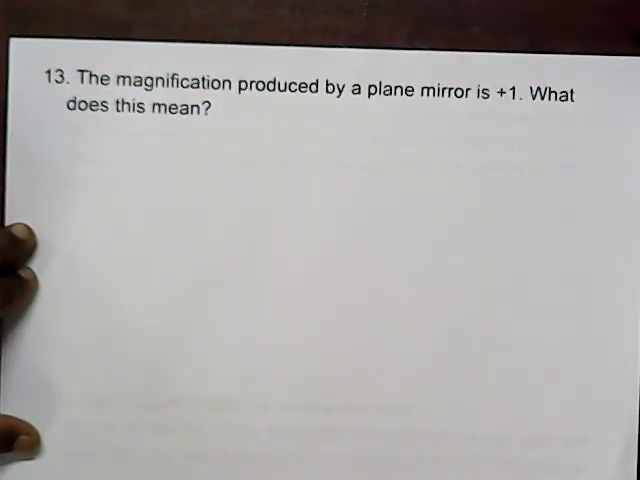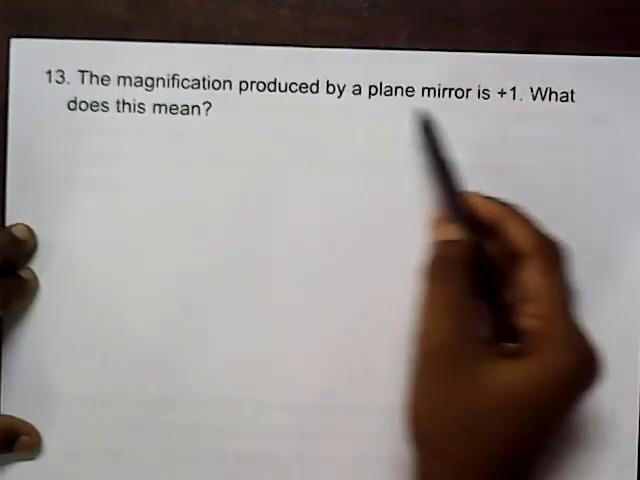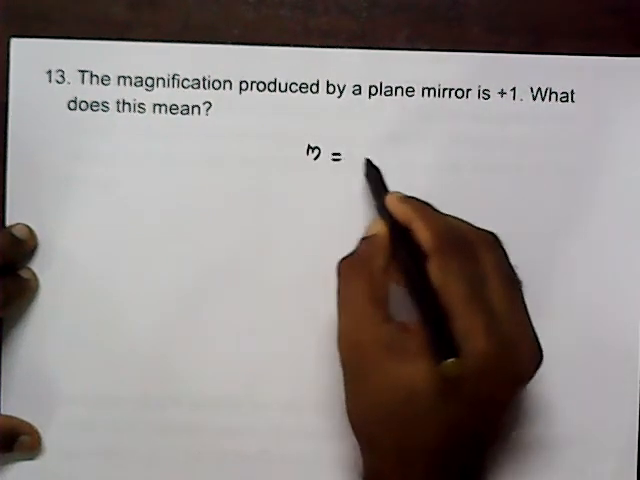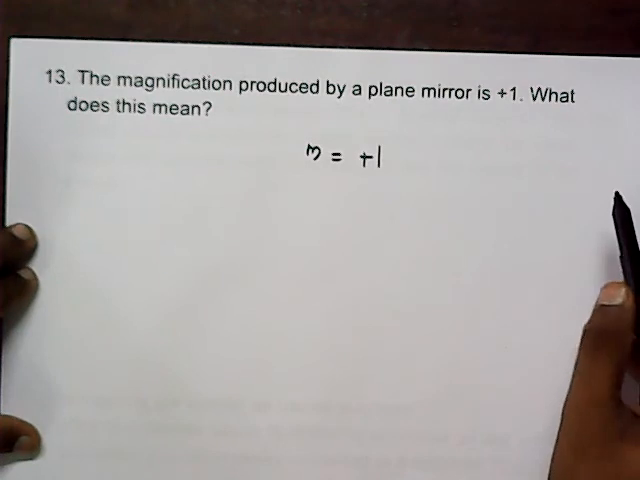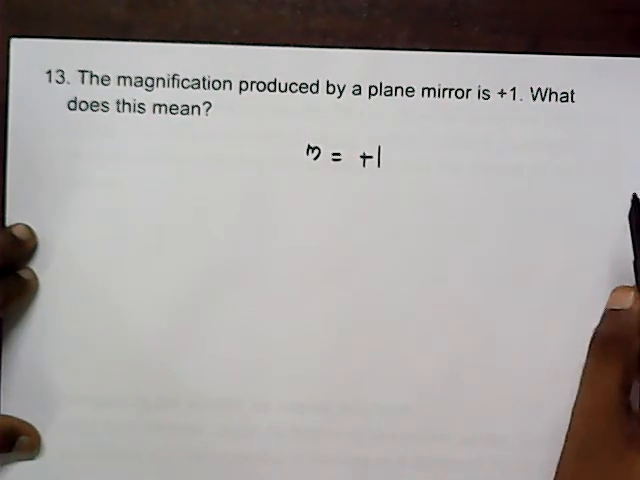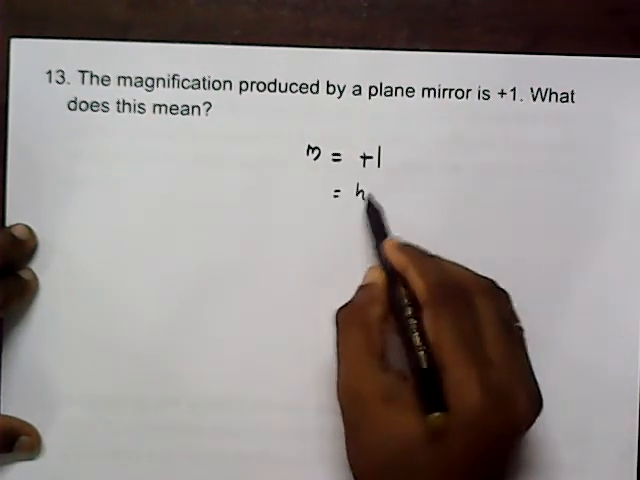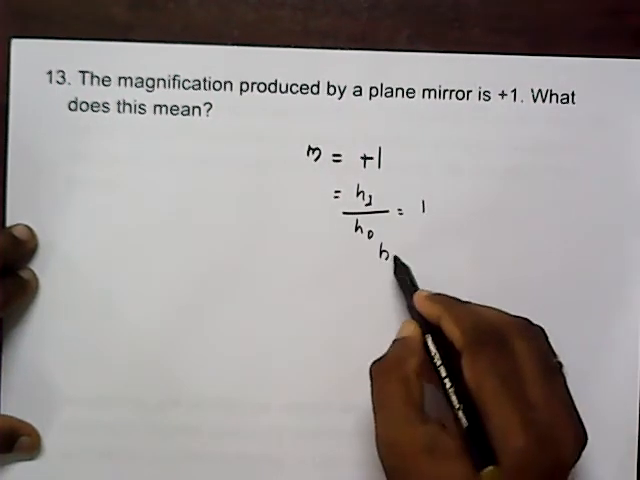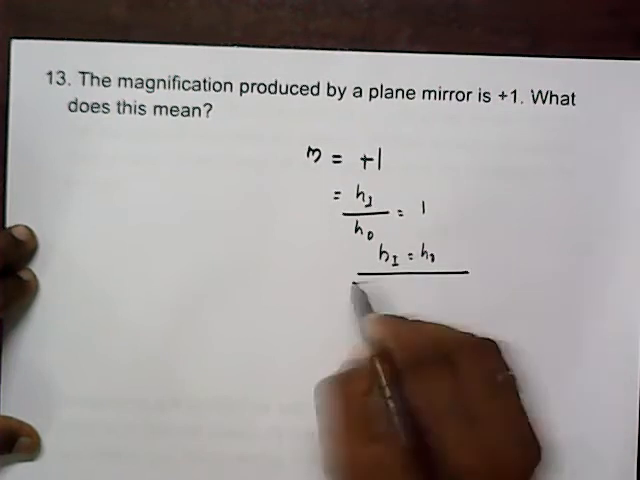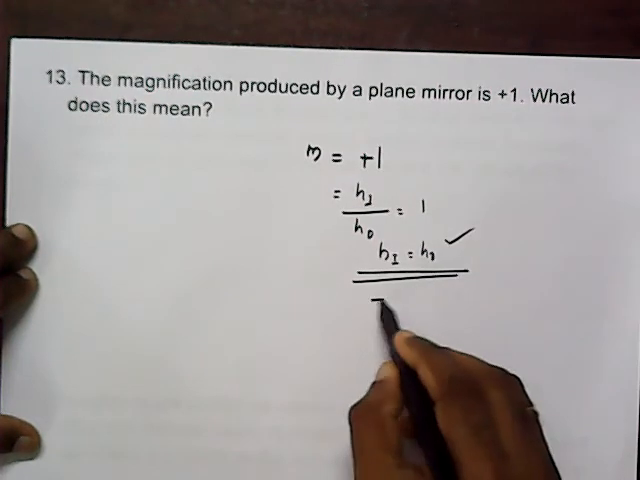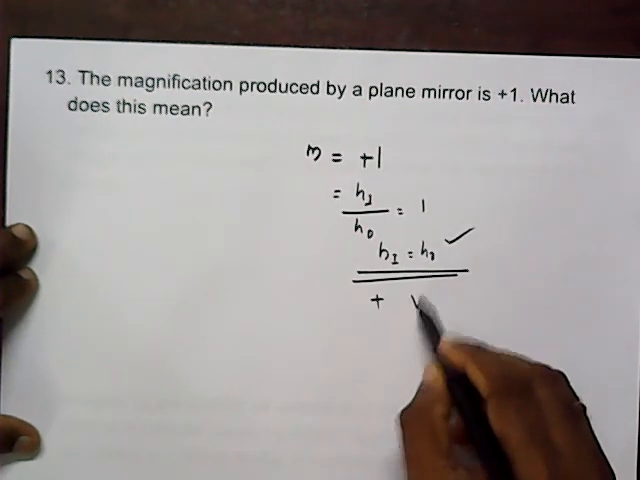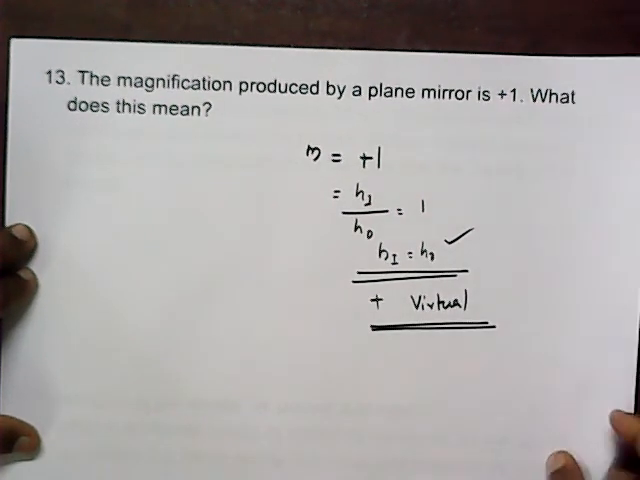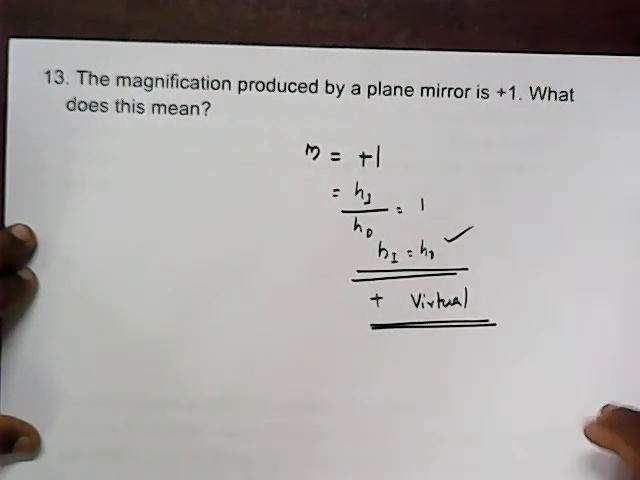Number 13. The magnification produced by a plane mirror is plus 1. So take the value of m as plus 1. What does this mean? We know the concept: the height of the image by the height of the object is equal to 1. So the height of the image is equal to the height of the object. That is the meaning. And also the meaning of plus 1 is that the image should be virtual. So that is a very important concept. A good concept here.